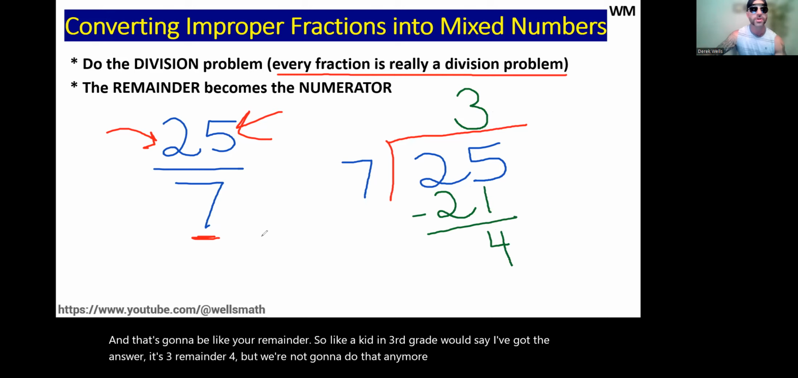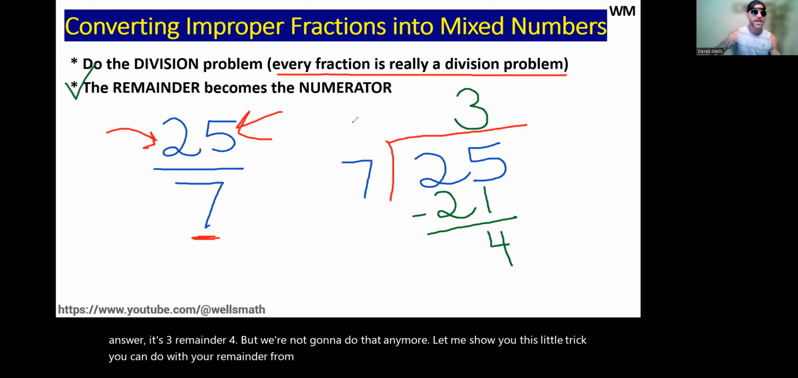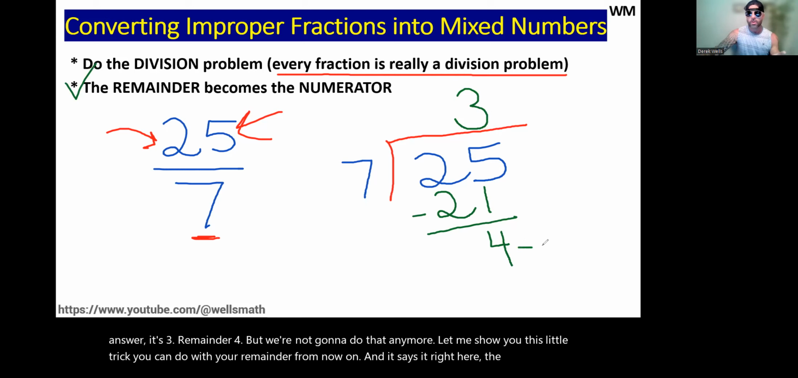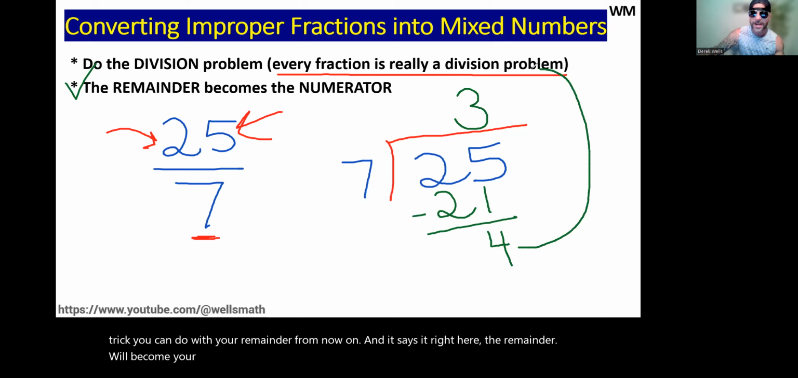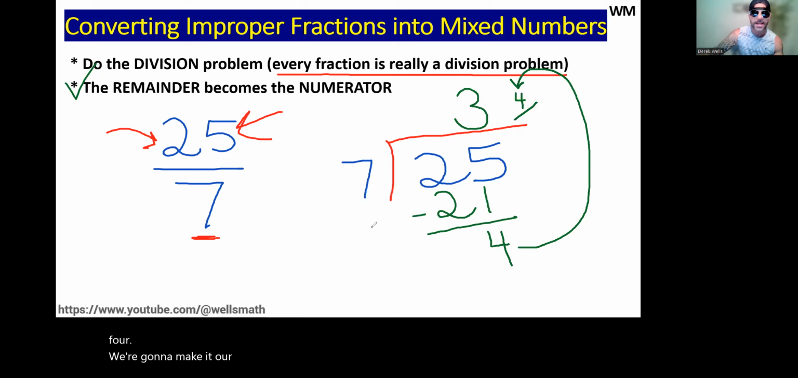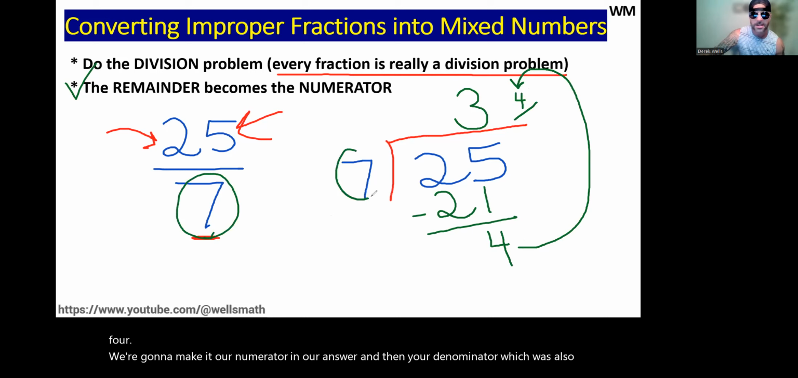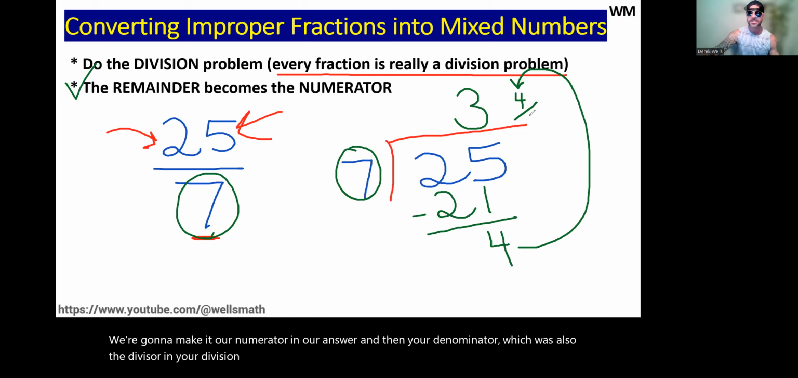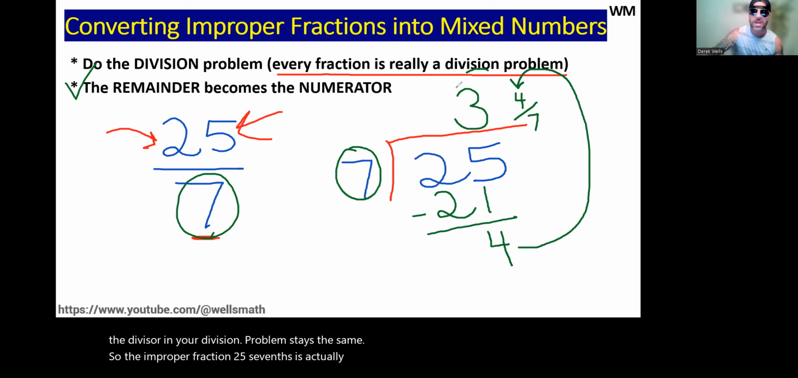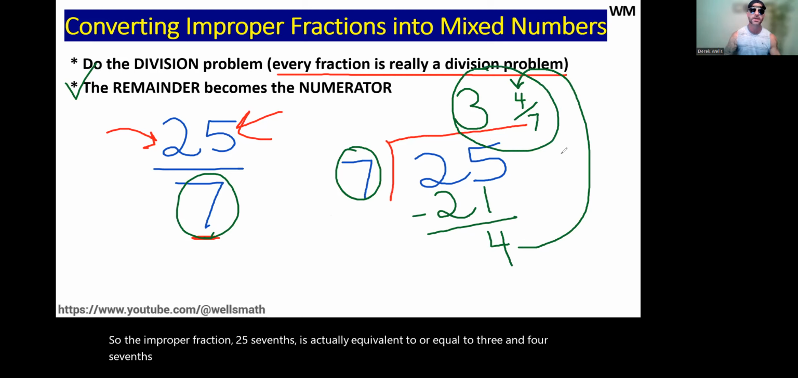Let me show you this little trick you can do with your remainder from now on. And it says it right here. The remainder will become your numerator in your answer. So we're going to bring that remainder up here. It's a 4. We're going to make it our numerator in our answer. And then your denominator, which was also the divisor in your division problem, stays the same. So the improper fraction 25 sevenths is actually equal to 3 and 4 sevenths. Okay, so it's that easy.